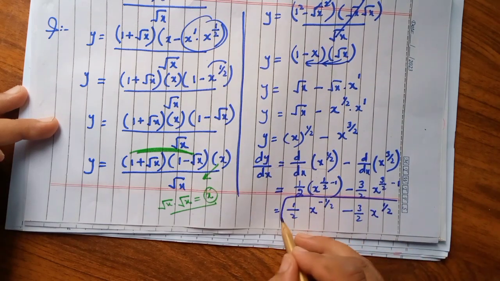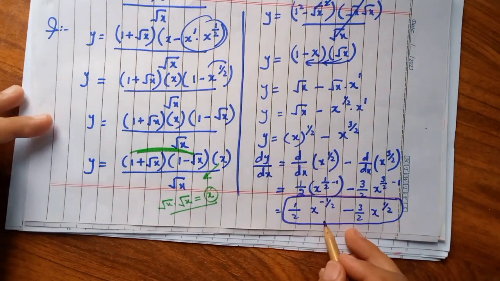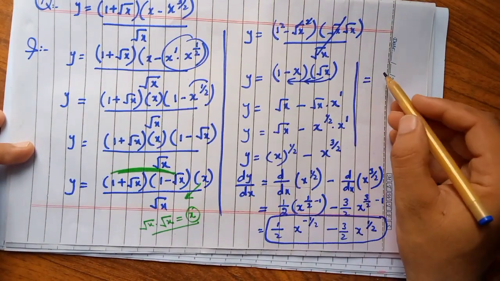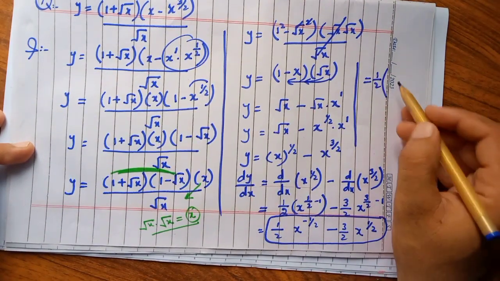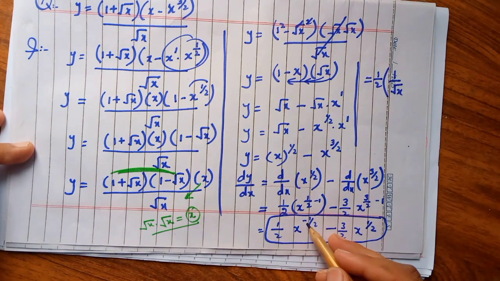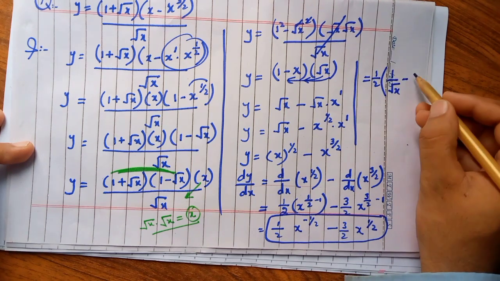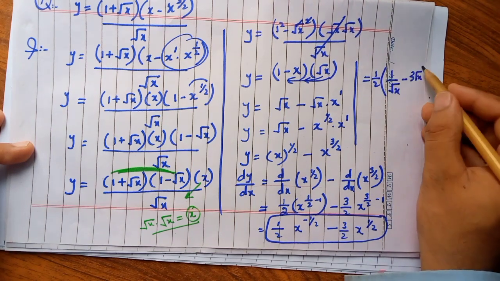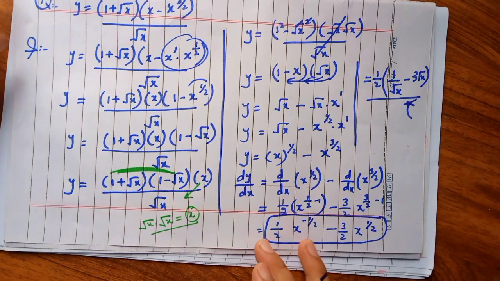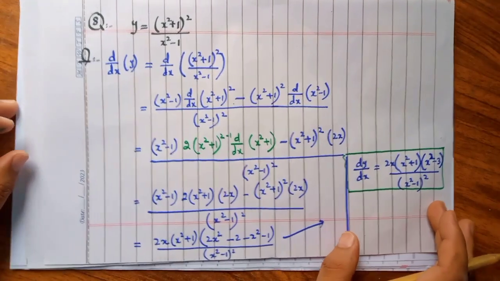So this is the final answer, or we can take 1 over 2 as common. So this will become 1 over square root x, because this is power 1 over 2 in denominator, this power will become positive. So minus 3 square root x, this can also be the answer of question number 7. After question number 7 there is question number 8. So this is also a simple question.